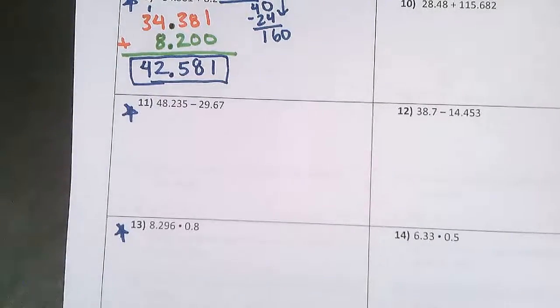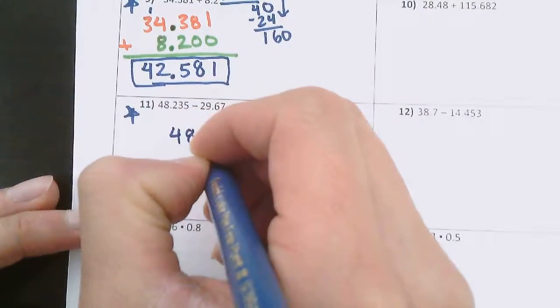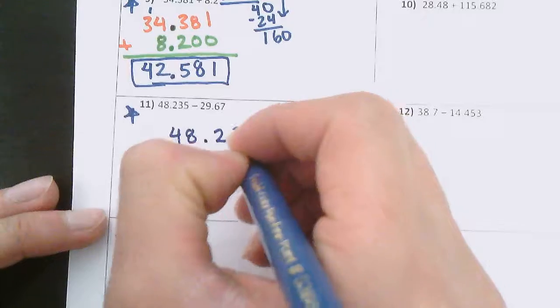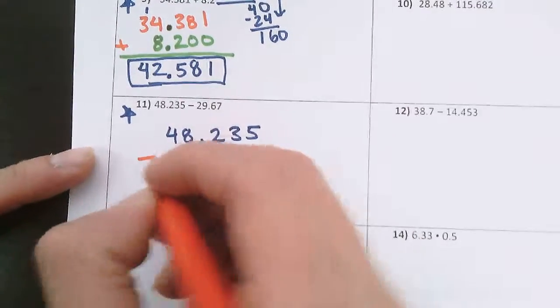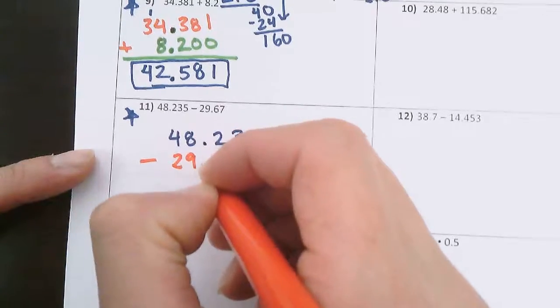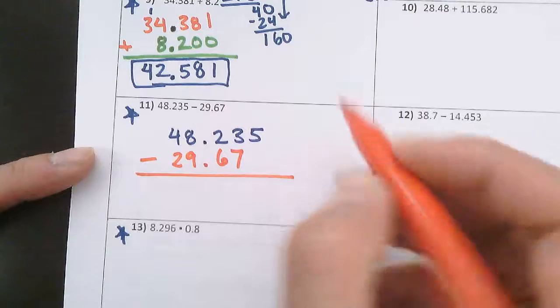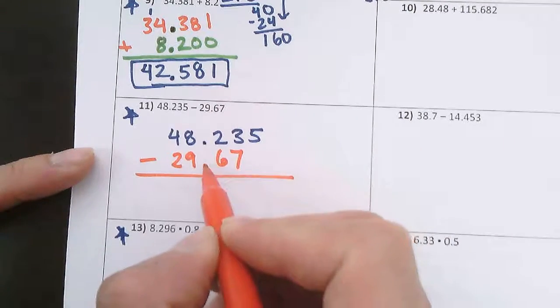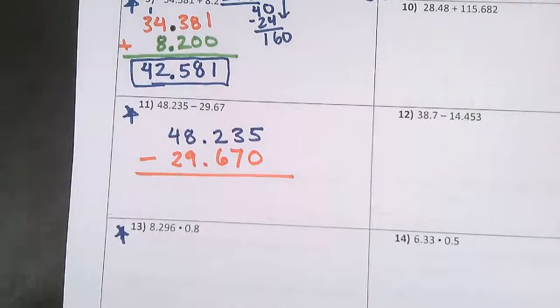Okay, let's try number 11. Subtraction, same thing. When you're subtracting, make sure you line up the decimals. So we have 48.235 minus 29.67. Make sure I line up the decimals. And just like in the last problem, if I have blank spaces after the decimal, I can just add a 0 at the end and it doesn't change the value of the number.